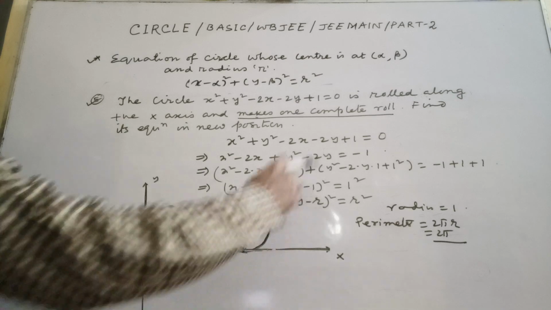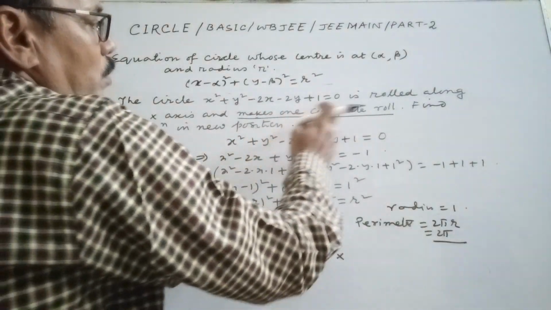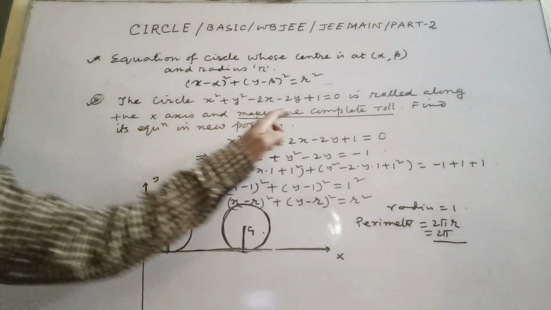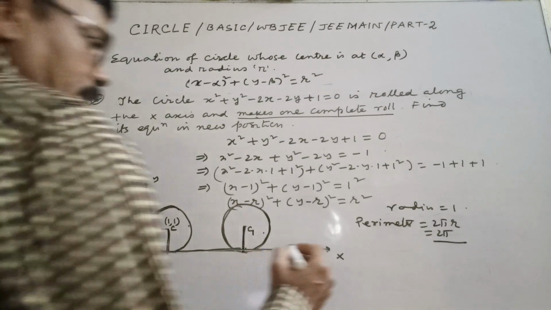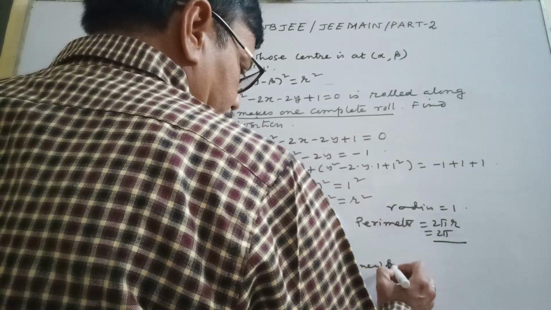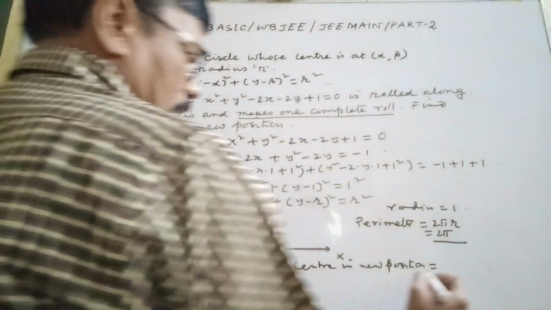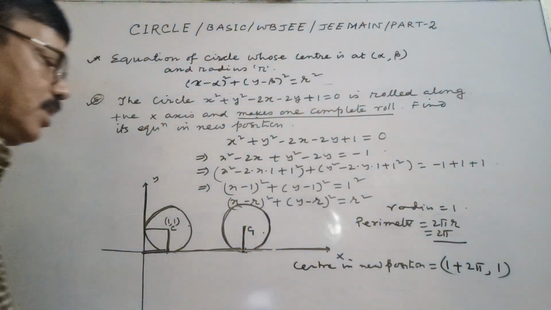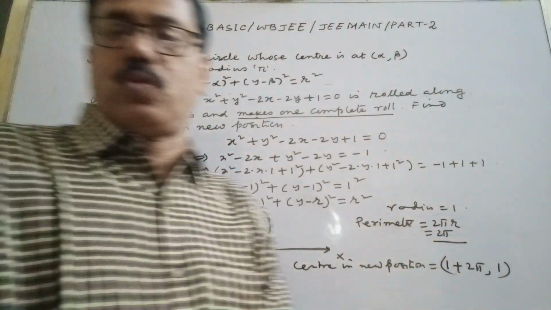So if it is rolled and makes 2 complete rolls, then it will be 2 into perimeter. For 1 complete roll, it is 1 into perimeter. So what is the center? The center in the new position equals, initially 1 plus 2 pi, and the y coordinate is the same because it is rolled along the x-axis. So this is to be noted.